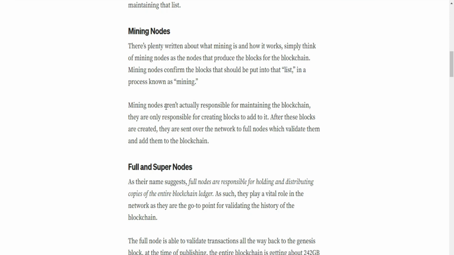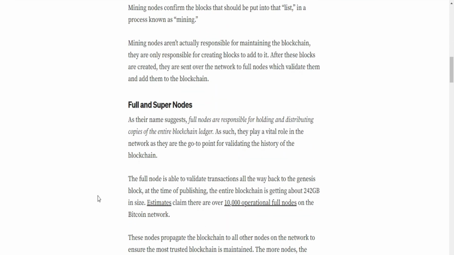For the blockchain, mining nodes create the blocks that should be put into the list, in a process known as mining. Mining nodes are not actually responsible for maintaining the blockchain; they are only responsible for creating blocks to add to it. After these blocks are created, they are sent over the network to full nodes, which will validate them and then add them to the blockchain, held by full and super nodes.